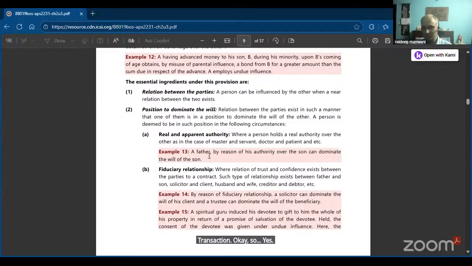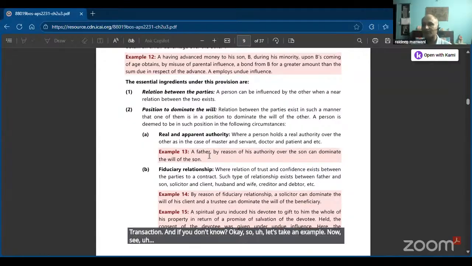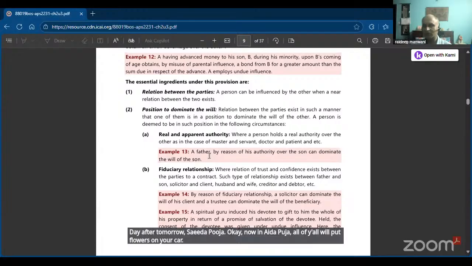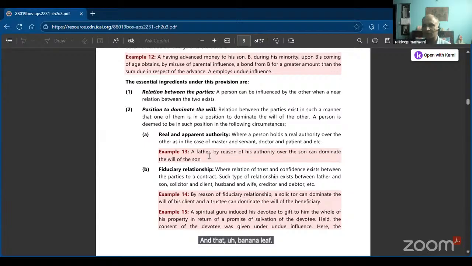Okay, so let's take an example. Day after tomorrow is Ayudha Puja. In Ayudha Puja, all of you will put flowers and banana leaf on your car. Yes or no? Most of you put them on your instruments, whatever you use, car, bike. Correct or no? I don't know, some of you know this.